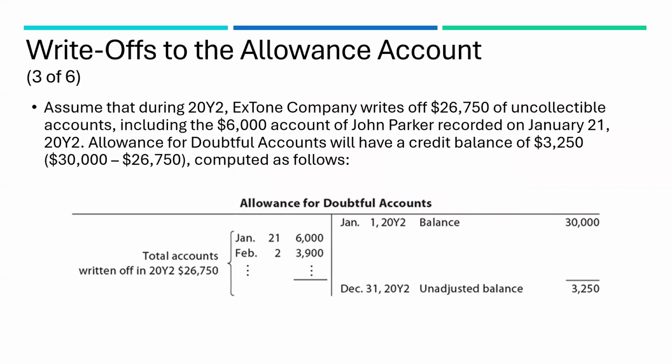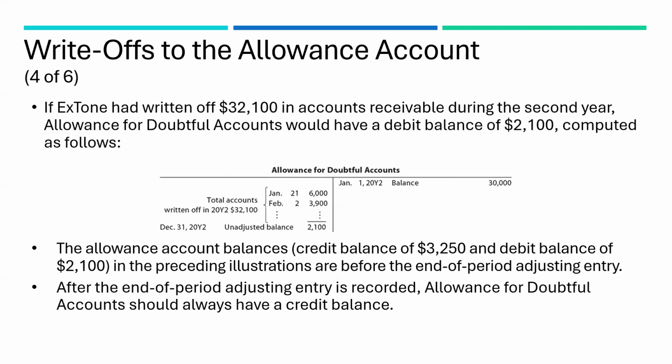So we start in January with our $30,000, and throughout the year, as we write off all these customers' accounts for $26,750, it slowly reduces our balance, and then our balance at the end of the year is $3,250. However, if they'd written off $32,000, then the ending balance would be a debit balance of $2,100.